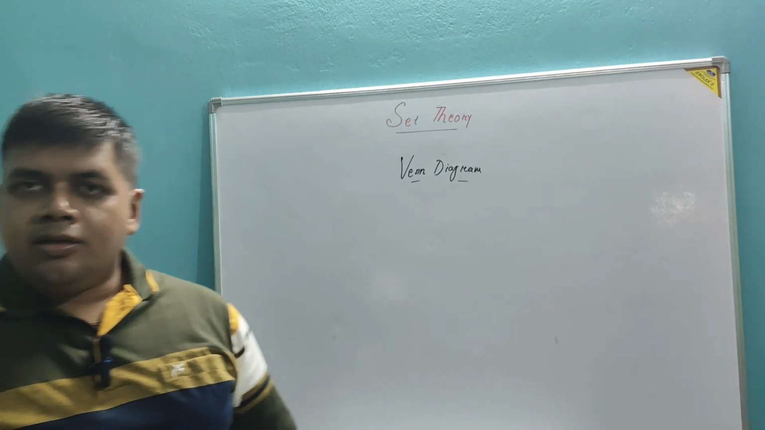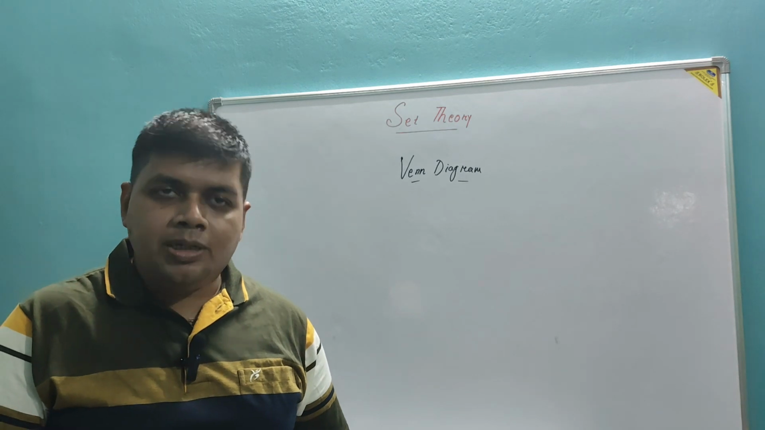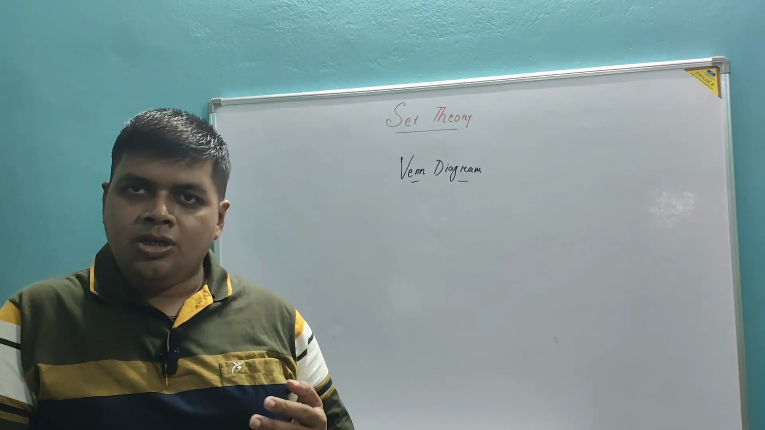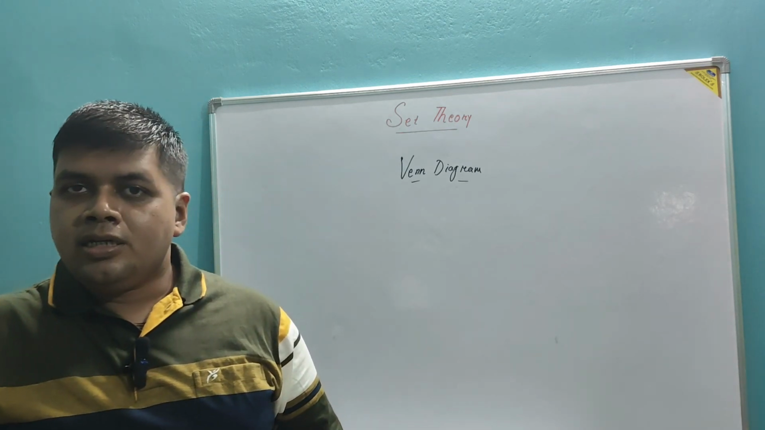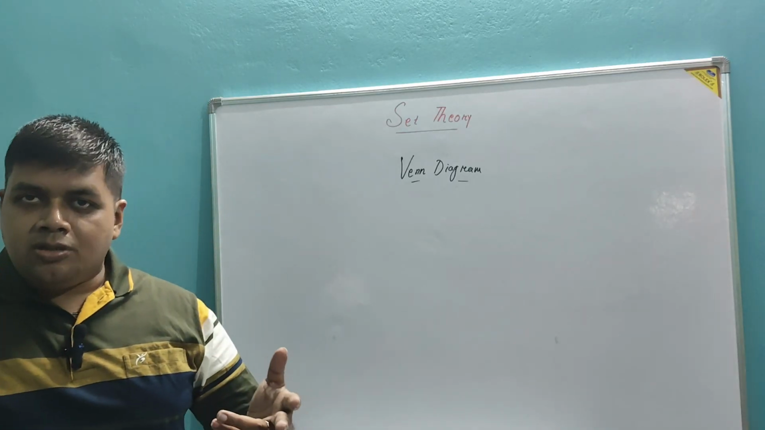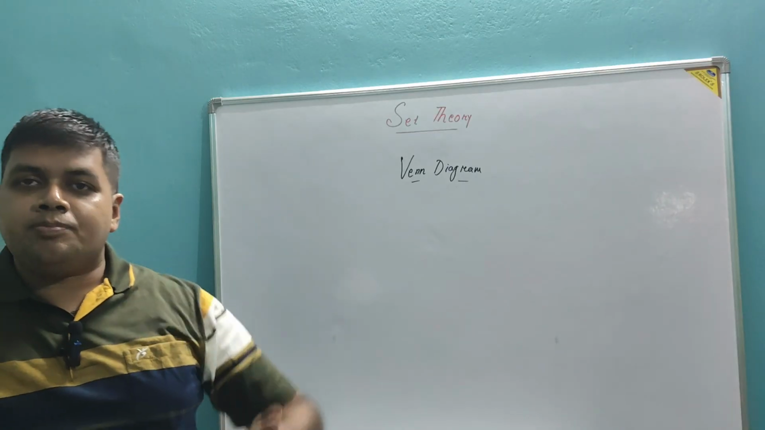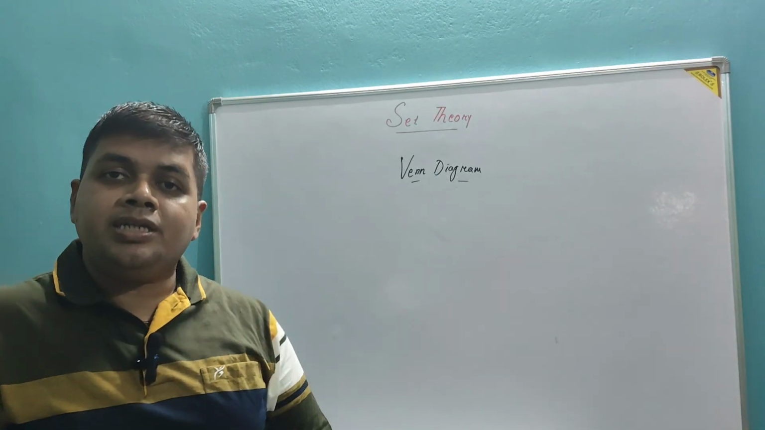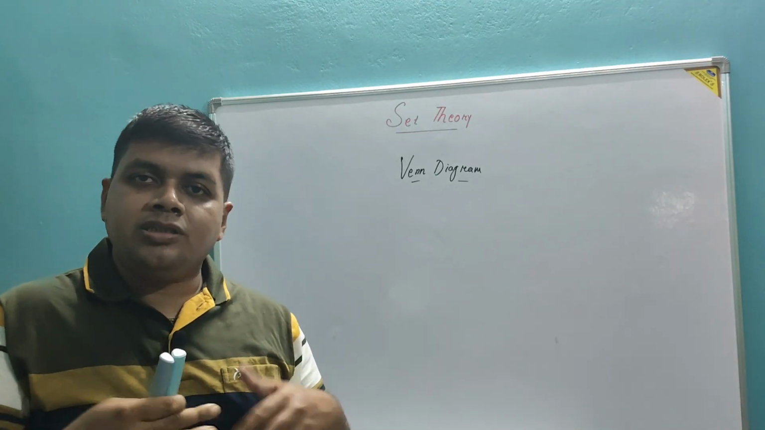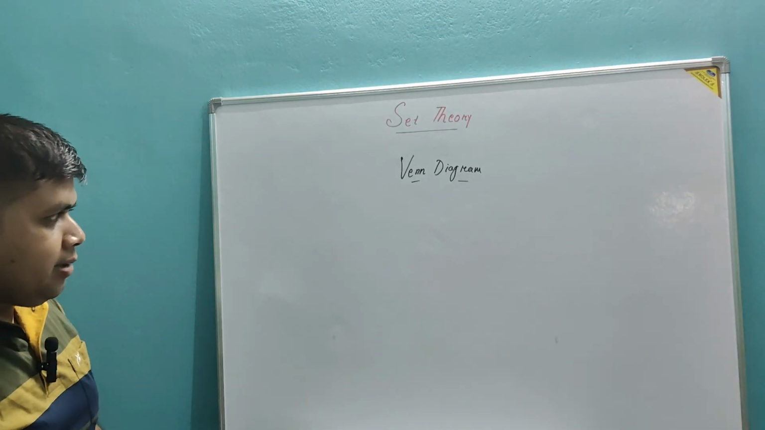In the second lecture, we discussed the representation of sets, in which we saw that there are two representations. One is the roster method, another is the set builder method. However, there is another representation of a set, which is the Venn diagram. A Venn diagram represents sets using some diagrammatic method, using some symbols and notations. That is called a Venn diagram.